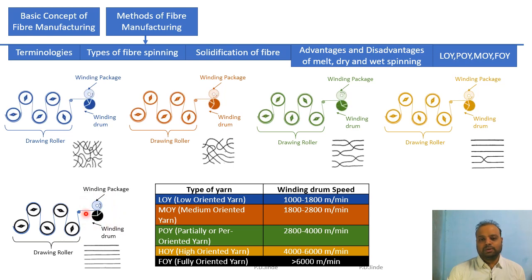6000 meters per minute. In that case, stretching is much higher, and higher stretching causes the polymeric chains to orient themselves, align themselves to the axis of the fiber, and the highest orientation can be obtained in fully oriented yarn. So by now you can understand the difference between LOY, MOY, POY, HOY and FOY.